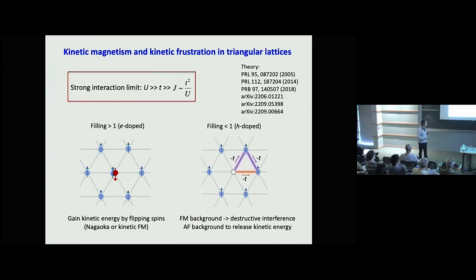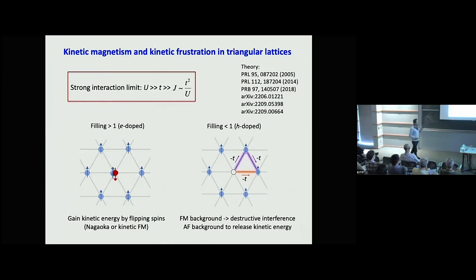If you hole dope the system, it's actually not symmetric. It's not electron-hole symmetric for the triangular lattice, because this added hole actually has a negative sign for the hopping constant. And so in order for the hole to hop from this side to that side, there are two paths to do it. One takes an even number of bonds, one takes an odd number of bonds. And so if it has a negative sign for the effective hopping, it gives a destructive interference if the spin background is a ferromagnet, okay?